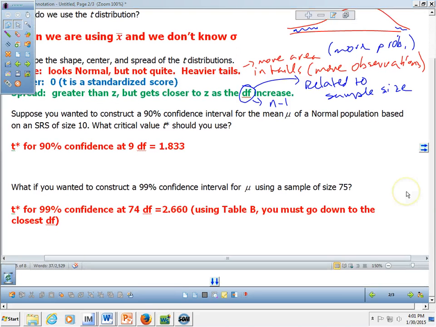So using table B, you must go down to the closest degrees of freedom. Okay?